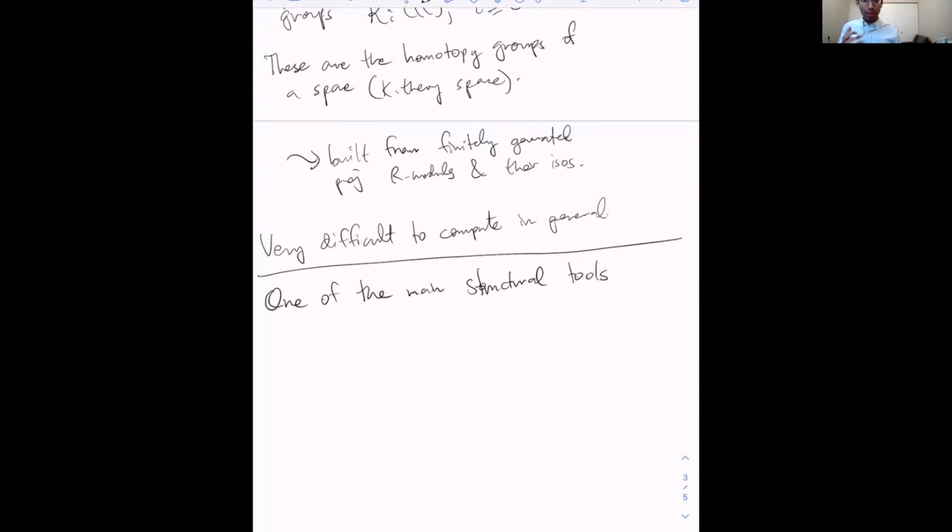It arises in a very different fashion. It doesn't arise necessarily from the immediate definitions of K-theory, but it arises from various properties of K-theory and relations to algebraic cycles. And so one of the main structural tools in the subject is the Motivic spectral sequence. I want to say a little bit about that.